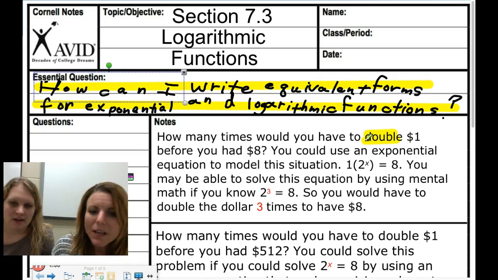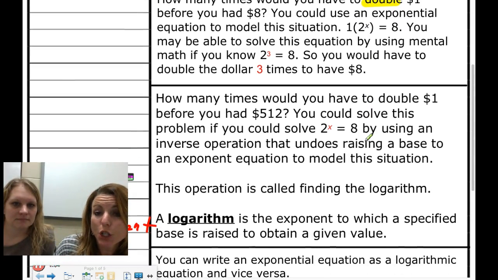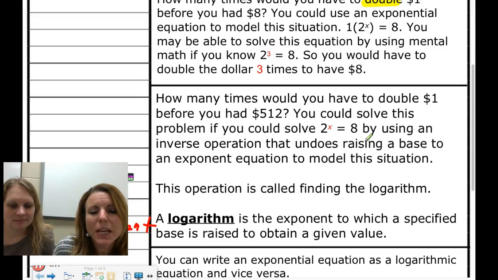Because doubling a dollar gives you 2, and then 2 times 2 times 2 is 8. Got it. Now, if I ask the same question, how many times would you have to double a dollar before you had $512? I can't do that in my head. No, you could do it the same way, but it would take a long time.